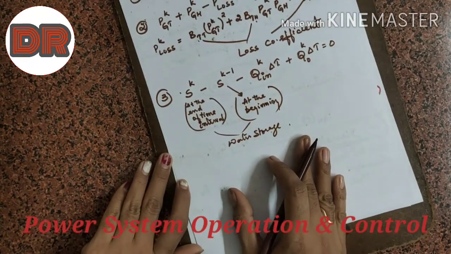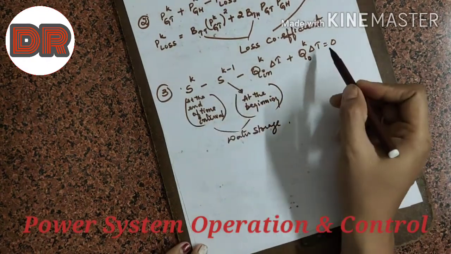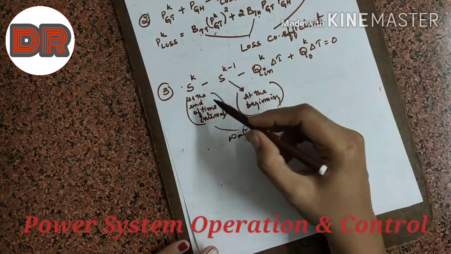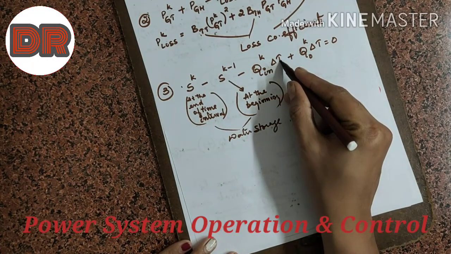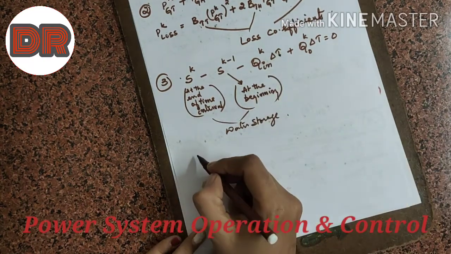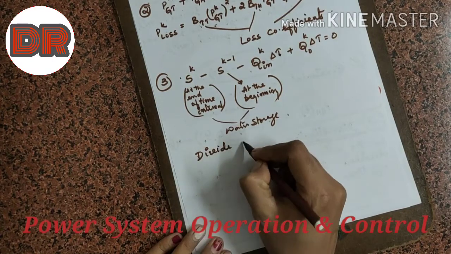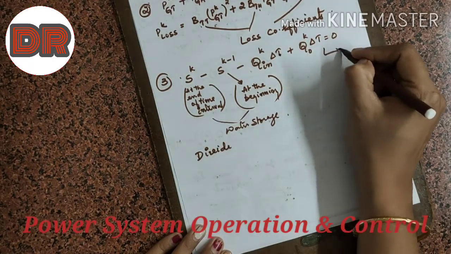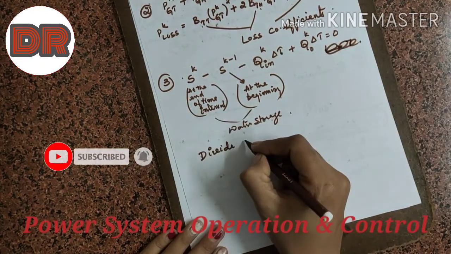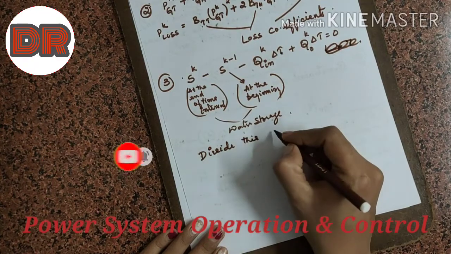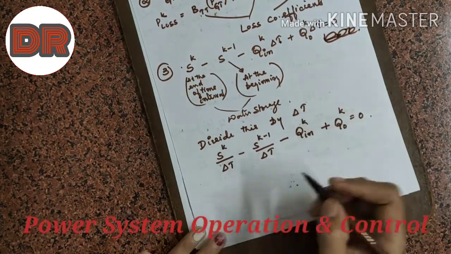What I'll do is divide throughout the equation by delta t. I have a delta t term here, so I don't want that. So let me divide it by that. So divide this equation by delta t. What will we be getting? So 0. This is what we are getting.